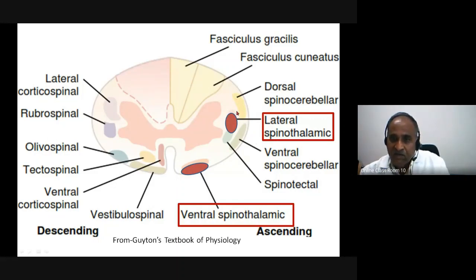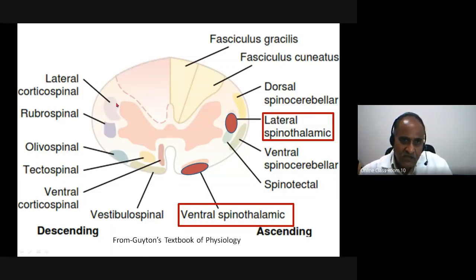In the lateral column, we have four major pathways. One is the dorsal spinocerebellar tract, somewhere here. Then the ventral spinocerebellar tract, because it is ventral to the dorsal one. Then we have the lateral spinothalamic tract here, and this is the spinotectal tract. So our ascending fibers are the anterolateral spinothalamic tract. This is the anterior or ventral spinothalamic tract, and this is the lateral spinothalamic tract.